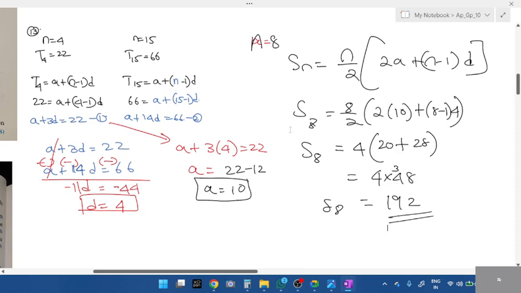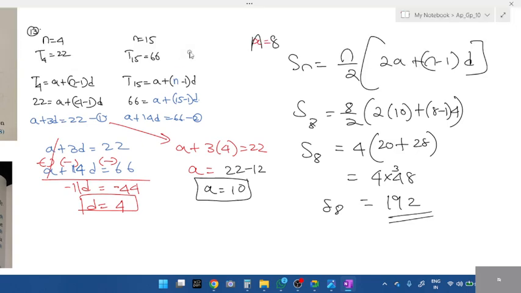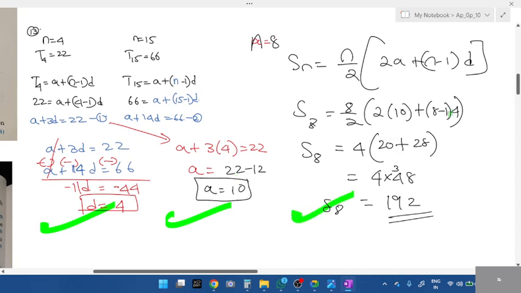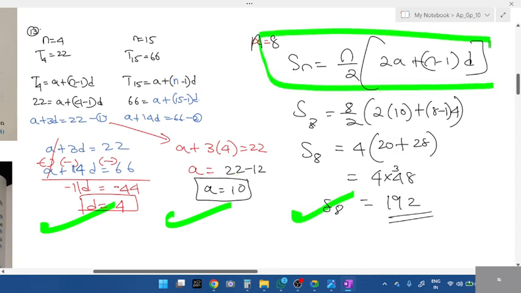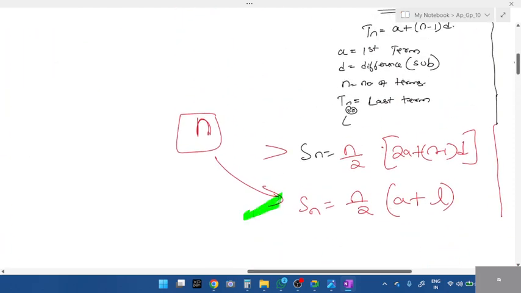Maximum you'll get only these types of questions for sum. So yesterday and today, for the past 2 days, we were solving T of n value. Once you find T of n value, a, d, use that to find the S value, the sum. If the L value was given, we could have used the last second formula. If L was given, we could have used this.